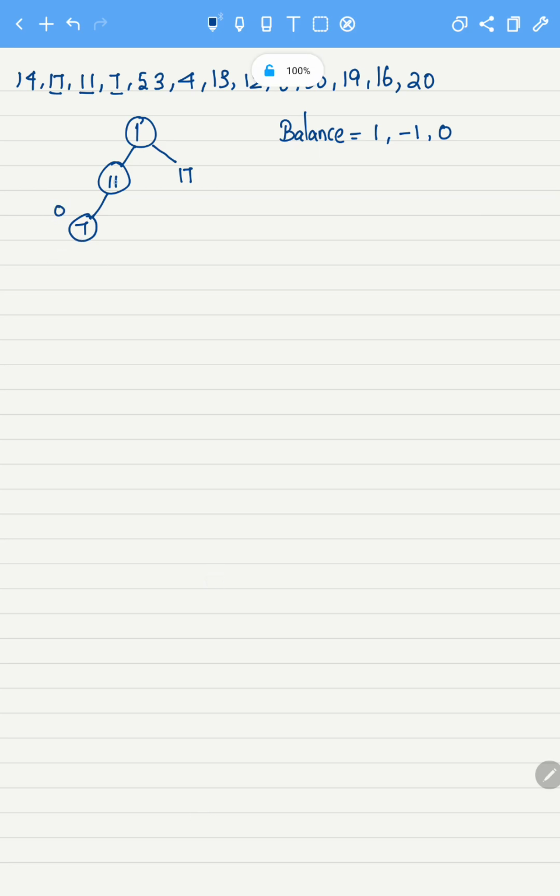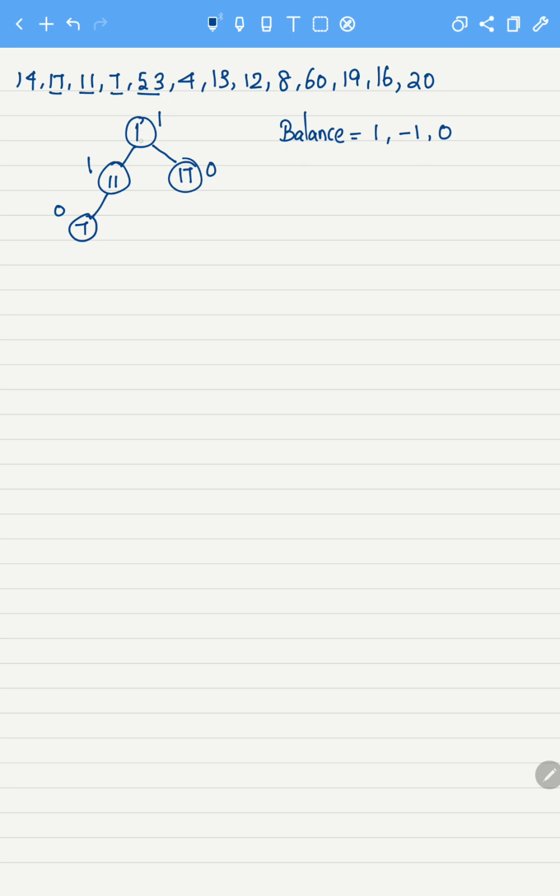What will be the balance factor of this node? The height of the left is 1 and right is 0, so 1 minus 0 will be 1, and this one will be height of the left subtree is 2, 2 minus 1, it will be 1 again, and this will be 0. Okay, so again it is a balanced tree. Now the next number that we have to insert is 53.